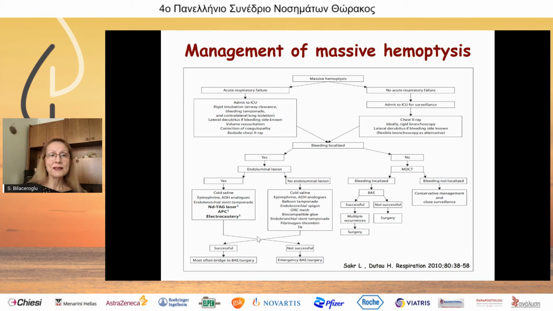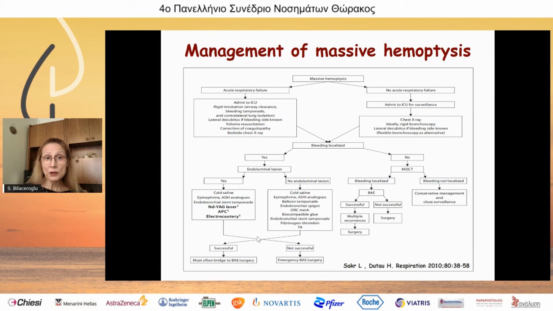Put the patient in the lateral decubitus position on the bleeding side so that bleeding does not go to the normal side. There can be volume resuscitation if required. If there is a need, correct the coagulopathy and always have a bedside chest x-ray. After this, we have to ask, where is the bleeding coming from, the localization. If we can see that, then we have to see whether it's endoluminal or not.